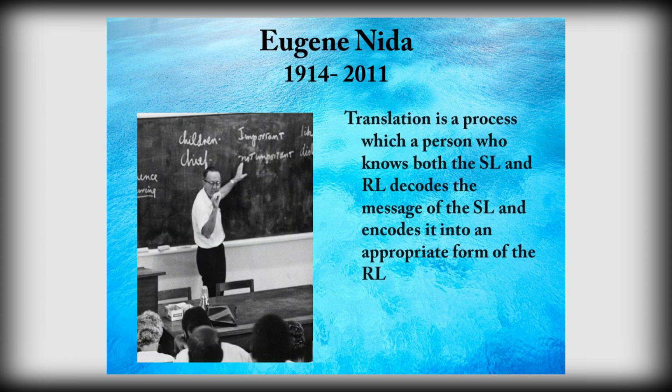And the next person, Eugene Nida, says, translation is a process in which a person who knows both the SL and RL decodes the message of the SL and encodes it into an appropriate form of RL. RL means nothing but receptor language. Eugene Nida is the only person among the theorists who calls TL as RL, that is, target language as receptor language.